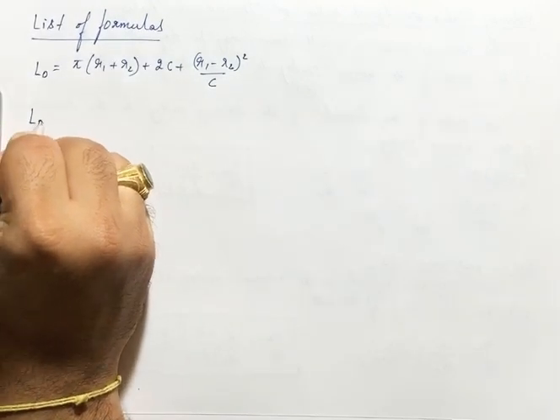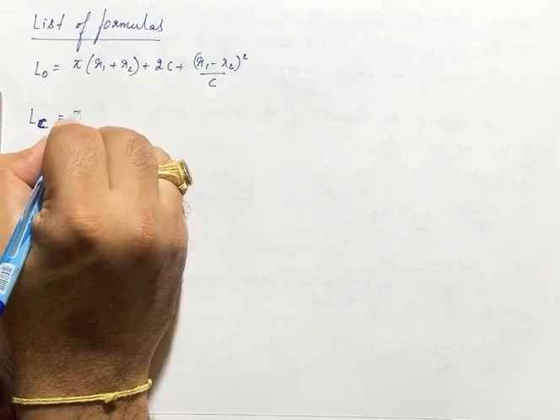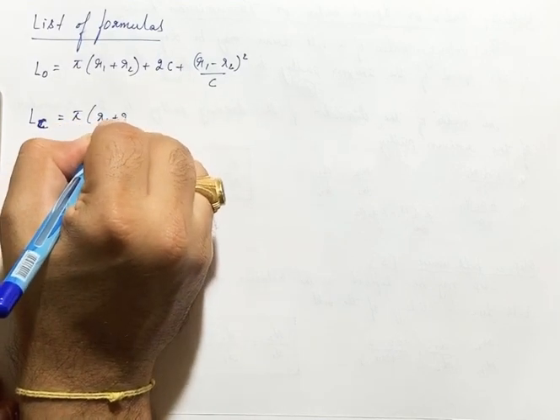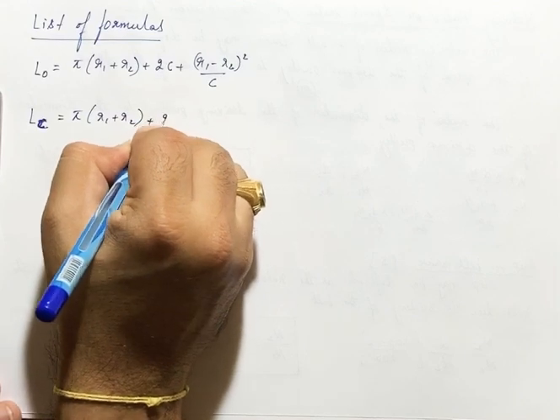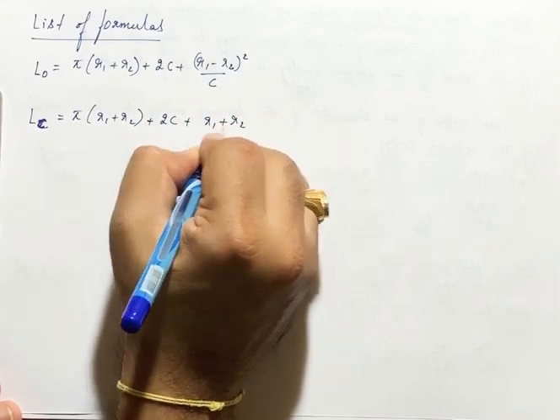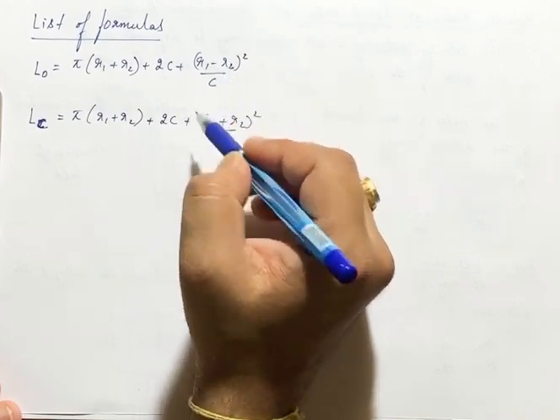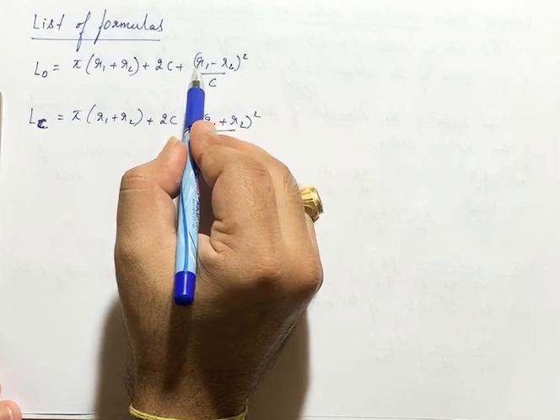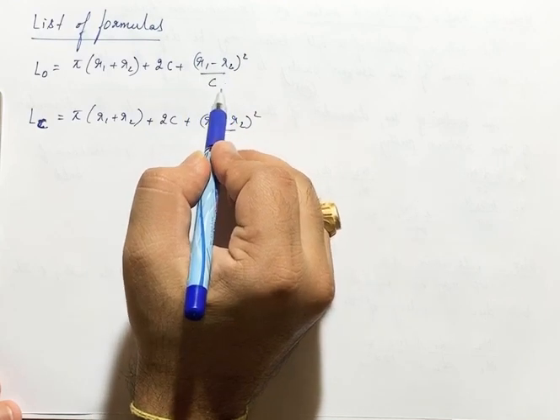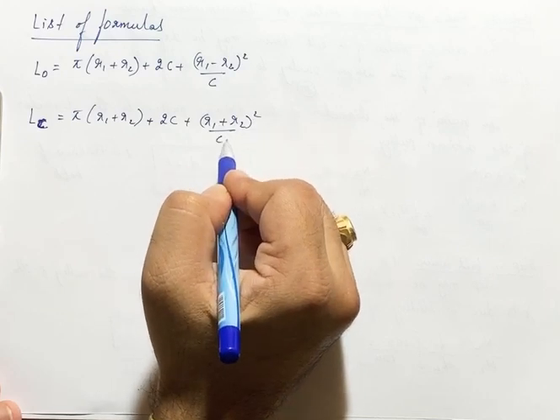Next is length of a cross belt drive. LC is the length of a cross belt drive: pi into (R1 plus R2) plus 2C plus (R1 plus R2) whole square by C here. See, with these two formulas, the only difference is for an open belt drive it is (R1 minus R2) whole square by C. For cross belt drive it is (R1 plus R2) whole square by C here.